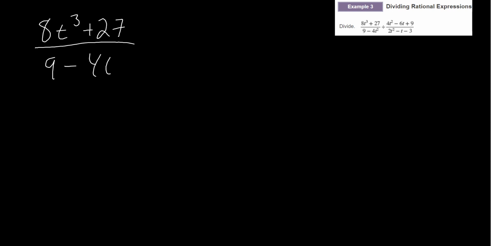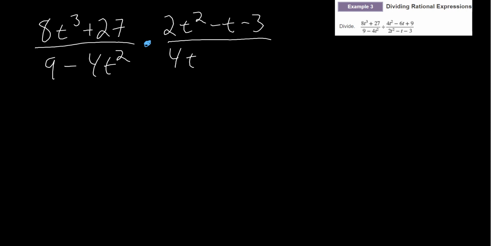Okay, so what the thing on the previous page said is we can take the expression 8t cubed plus 27 over 9 minus 4t squared. And instead of having a division sign, we can multiply, and then we just flip the fraction. So 2t squared minus t minus 3 all over 4t squared minus 6t plus 9.